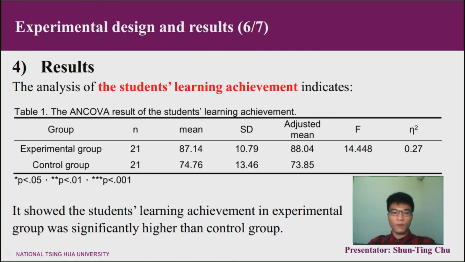Next, we adopted a one-way ANCOVA to analyze the students' learning achievements. Please look at table 1. The adjusted mean values of learning achievements were 88.04 for the experimental group and 73.85 for the control group. Therefore, it indicates the students' learning achievements in the experimental group were significantly higher than the control group.